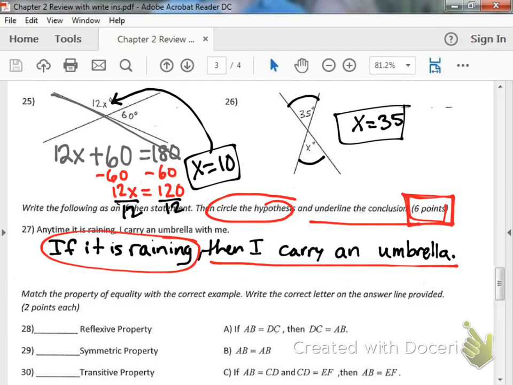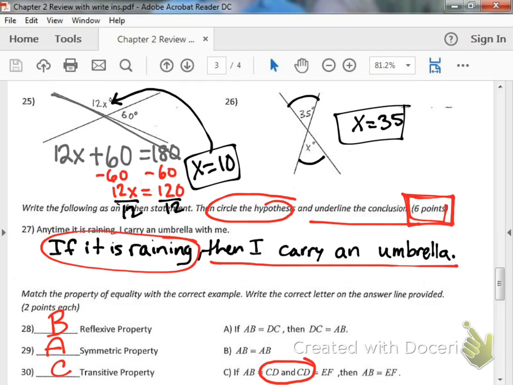All right, and then the last one for 2 points each, we are matching the properties. So the reflexive property is when you have the same thing on both sides of the equal sign. Which one is that? B. The symmetric property states that you can switch the order of the things that are equal. A. Transitive is where you cut out the middleman. So notice they get rid of the CD and CD and they just go straight from AB to EF. So that is a classic example of the transitive property.